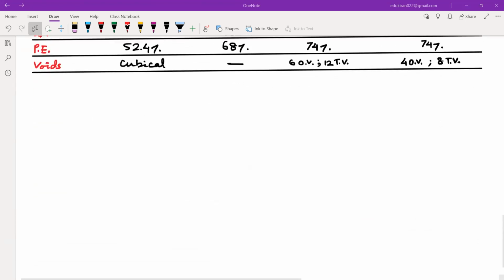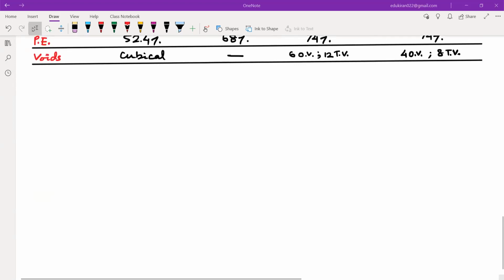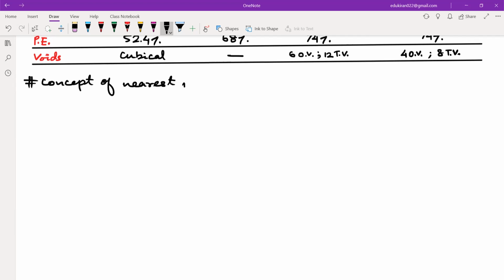I want to start a new topic, a small topic, that is the concept of nearest neighbor. Okay, so please pay attention. Concept of nearest neighbor. So for this I need a unit cell. So first of all, let me take out this one.